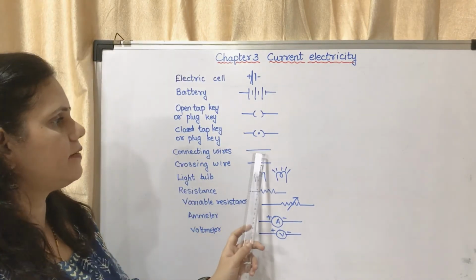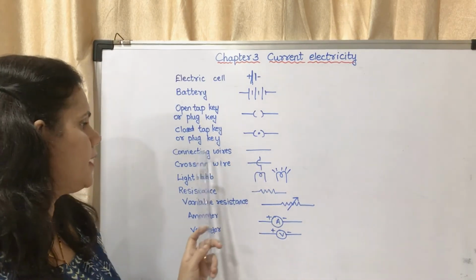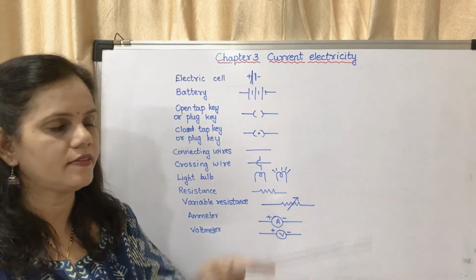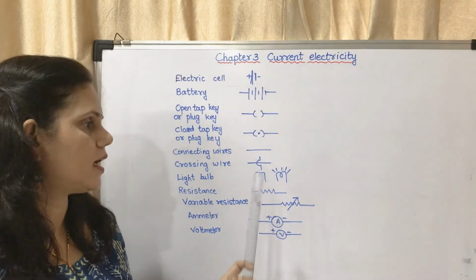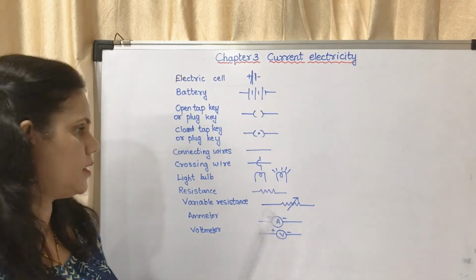These are the connecting wires. This is how the connecting wires are shown with the help of a single line. Crossing wires, it is one over the other. If this is one wire and this is another wire which are lying one over the other, it is shown by this. Okay, they are lying one over the other.